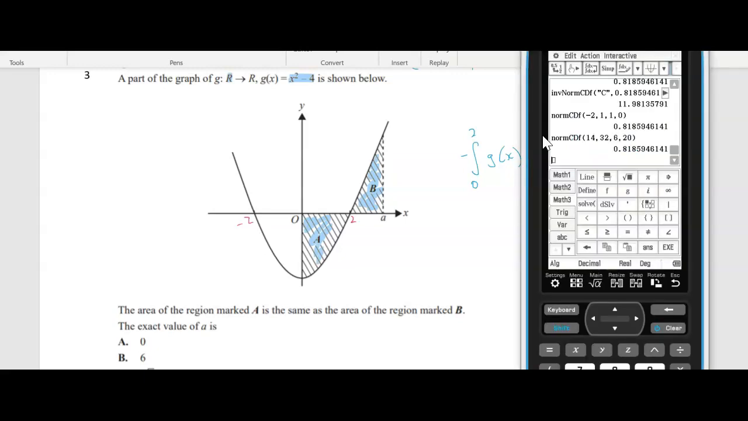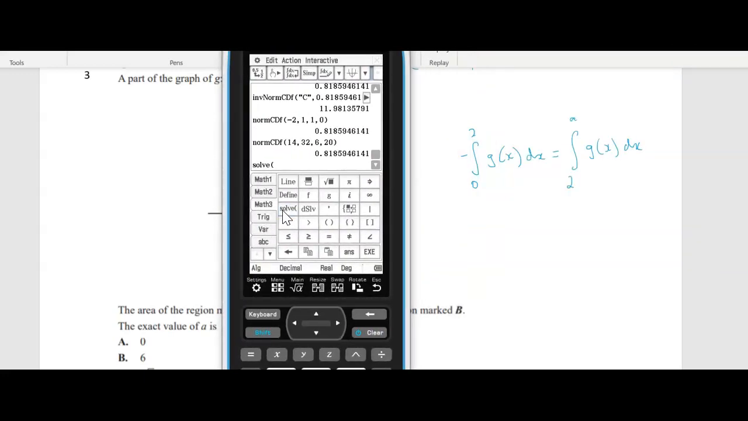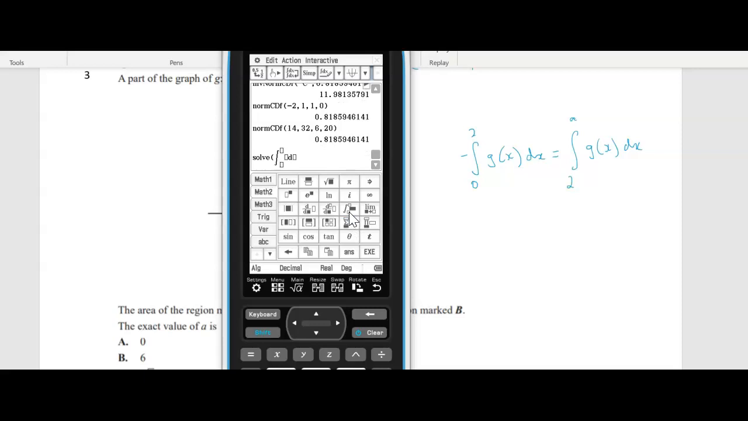So get my calculator up, might just put it over here. Now I haven't done any of these questions, so I'm kind of hoping that my errors are minimal. All right, so I want to put a negative in front, 0 to 2. Now g of x, what was it, x squared minus 4, dx. Now with your cursor, remember you always want to shift it until it's a big one. All right, don't make that error in the exam.